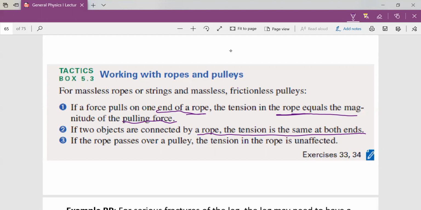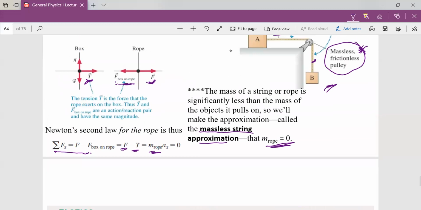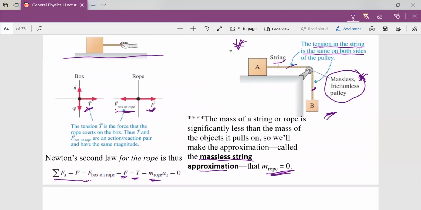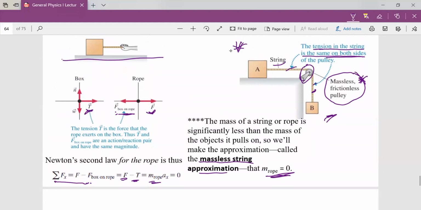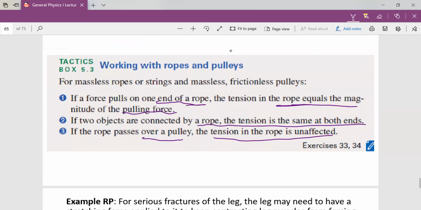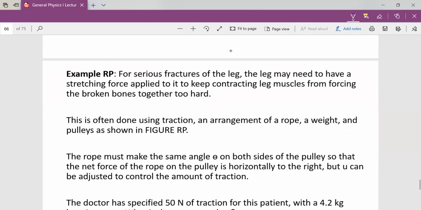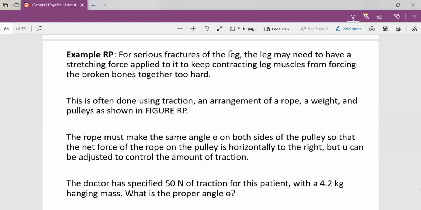The third point we'll keep in mind is if the rope passes over a pulley, the tension on the rope is unaffected. As we have seen in this case, the rope is passing over a pulley, and the tension is the same for both sides. Okay, so let's see the example, which is the last example we see today. The question actually is on these 2 parts. So this is just a description of what we see mostly in everyday life.